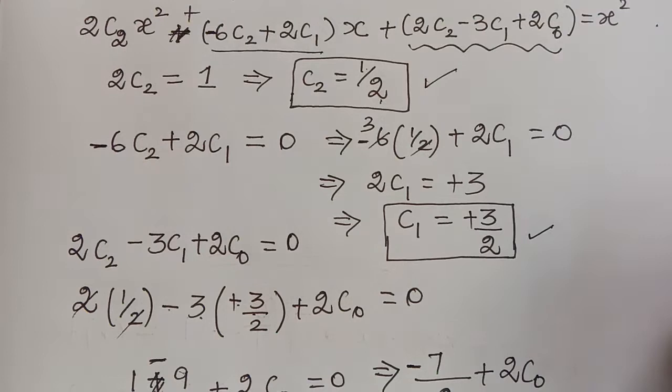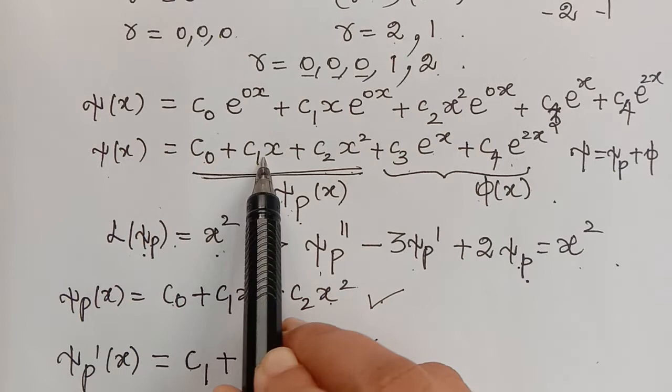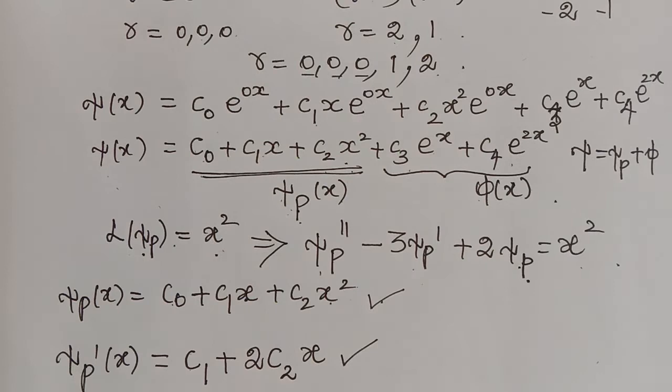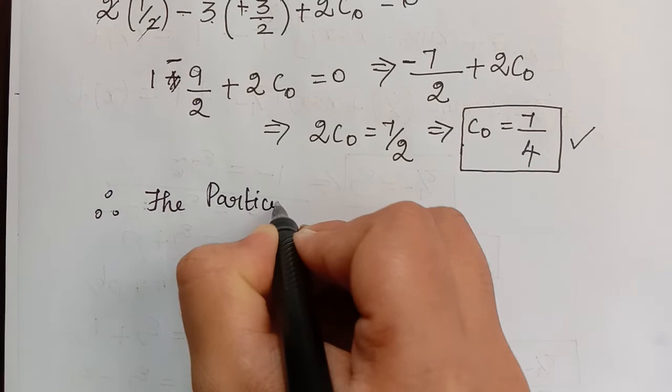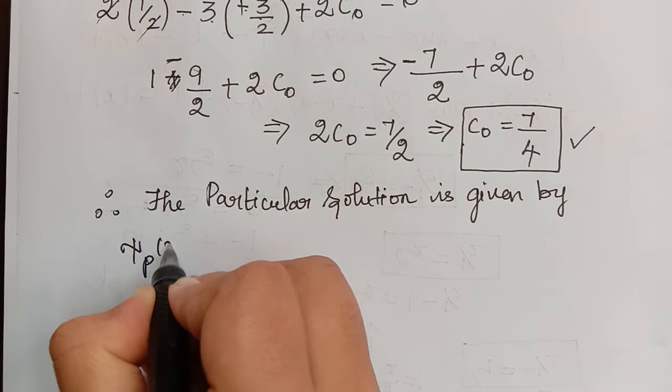Now these three values have to be substituted in our solution xi of x, that is, in this solution we have to substitute c0, c1, c2 at these places, so that these three constants of the particular solution will be eliminated and we will be getting the most general solution. So let us do that now. Therefore the particular solution first we will write. Therefore the particular solution is given by xi p of x, which is equal to what?